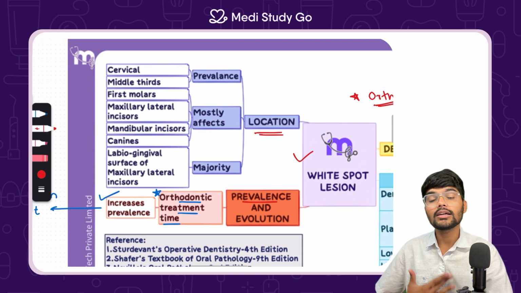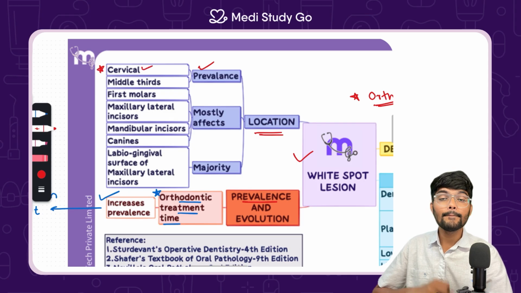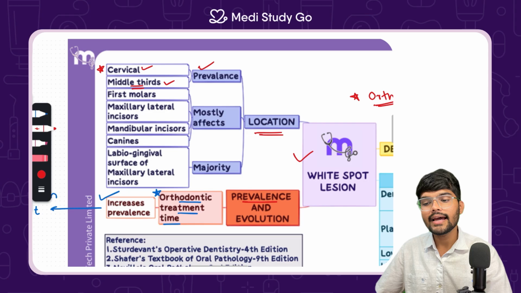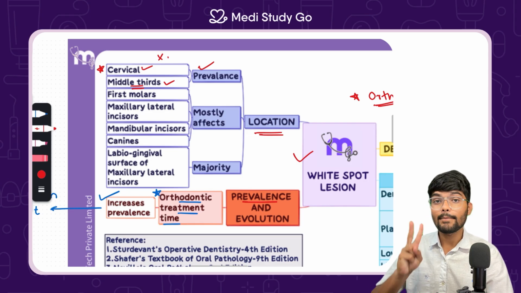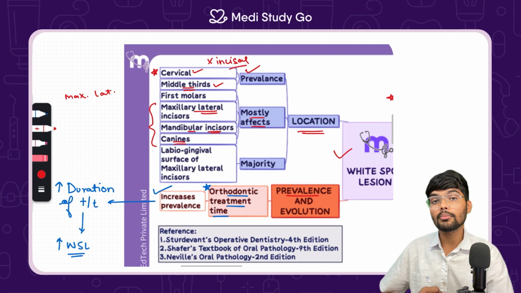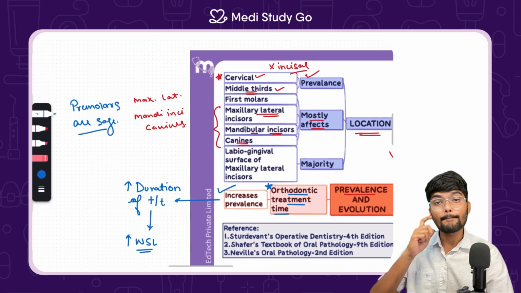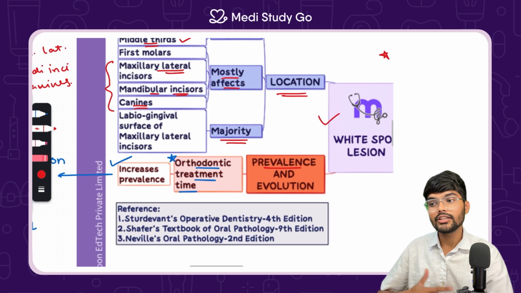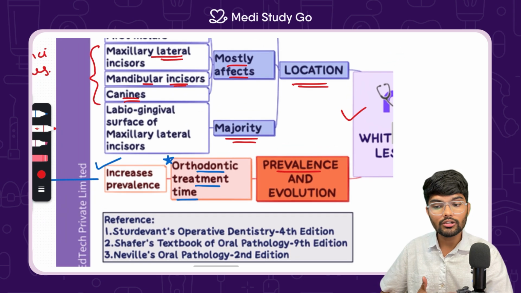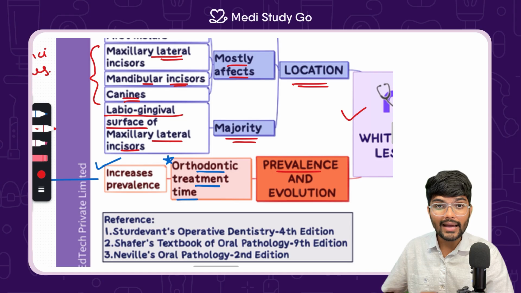And now coming to the location. When we talk about the location prevalence, cervical and middle thirds are most commonly affected. Other than that, first molars, maxillary lateral incisors, and mandibular incisors are the most commonly affected teeth. And when we talk about the majority of teeth which are going to be affected, that is going to be the labiogingival surface of maxillary lateral incisors.